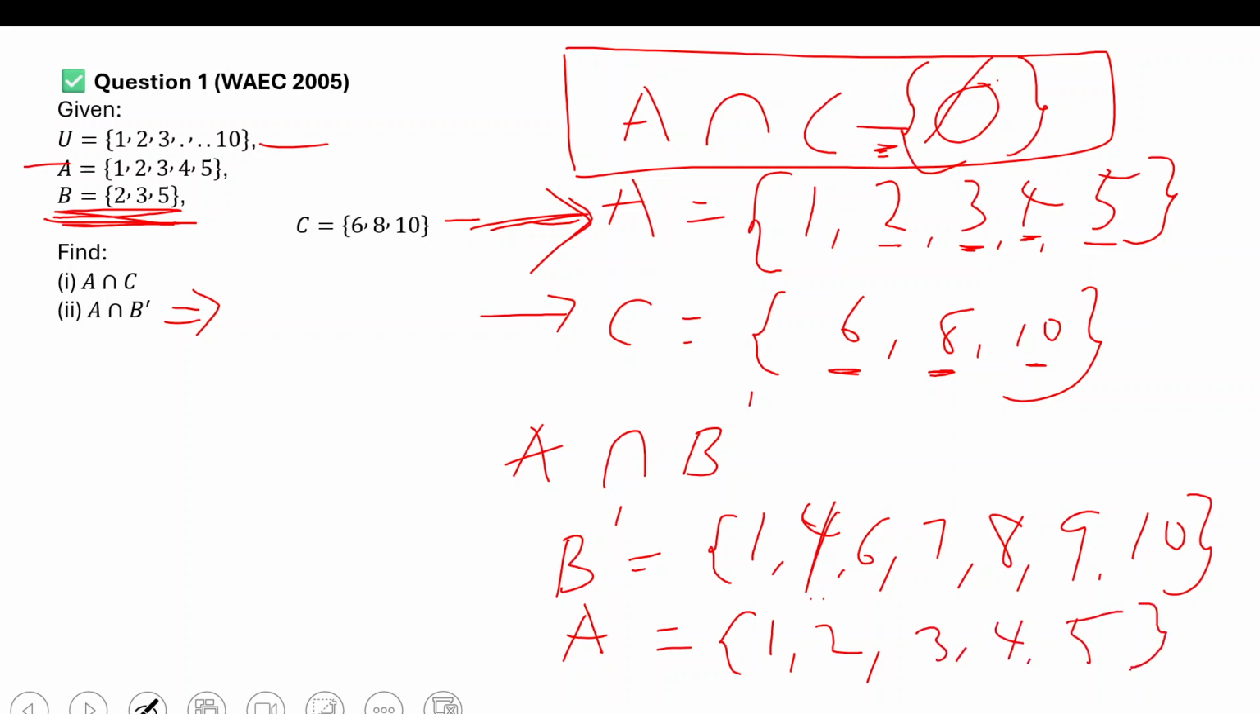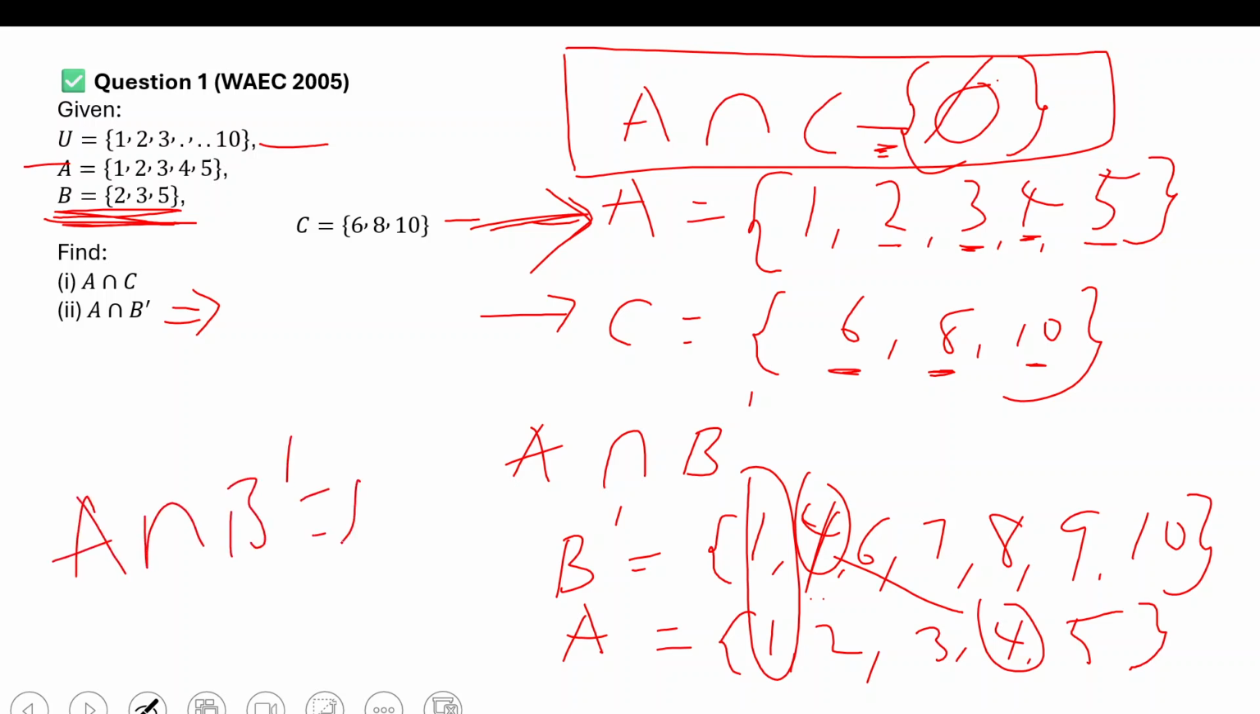So I'm asked to look for the intersection. 1 is common. I can circle it like this. 1 is common to the two of them. Which other one is common again? I have 4 is common. I'll link them together like this. What else is common? Okay. So after checking, A intersect B prime is 1 and 4. That's the only ones that are common. 1 and 4 are common, right?